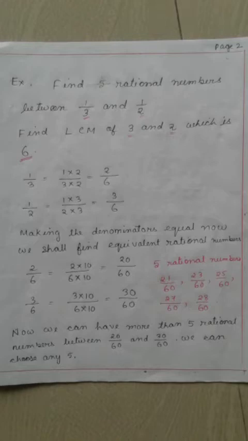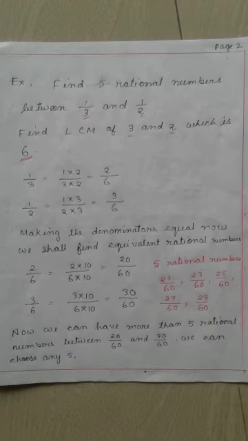Now, this will not give any solution to our problem. So, now we shall find equivalent rational numbers for these two rational numbers. 2 by 6 is equal to 20 by 60 if we multiply both the numerator and denominator by 10. Again 3 by 6, to make the denominator 60, we have to multiply by 10. So it will be equal to 30 by 60.